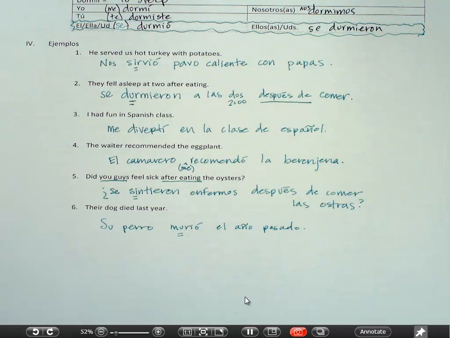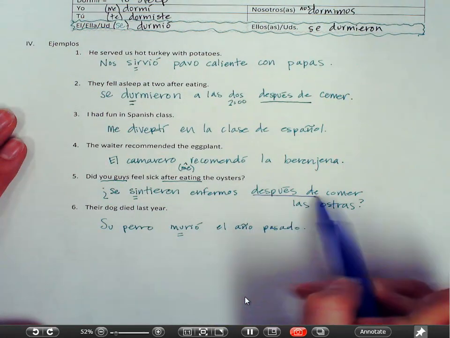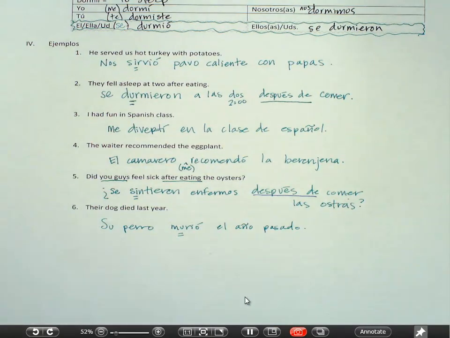Okay, 5. Did you guys feel sick after eating the oysters? Did you guys feel sick? The verb is to feel. Sentirse, which is an IR verb and reflexive, so it will take that stem change because it's in the third person plural. Se sintieron enfermos después de comer las ostras. Here again we have a después de with a verb after it. It stays in the infinitive. You don't have to conjugate it.